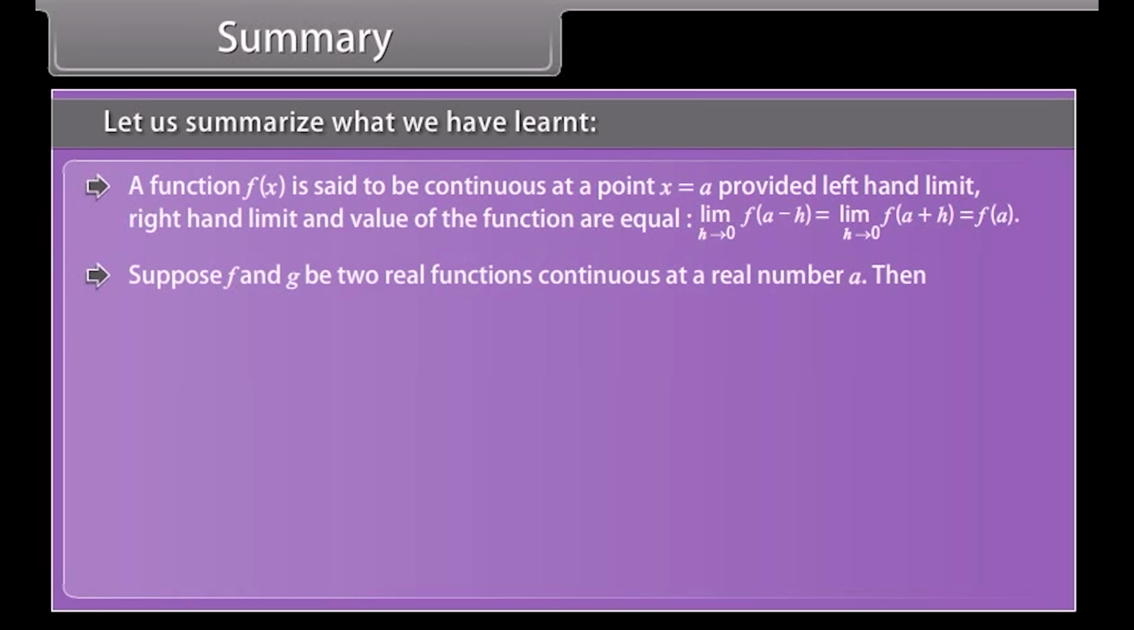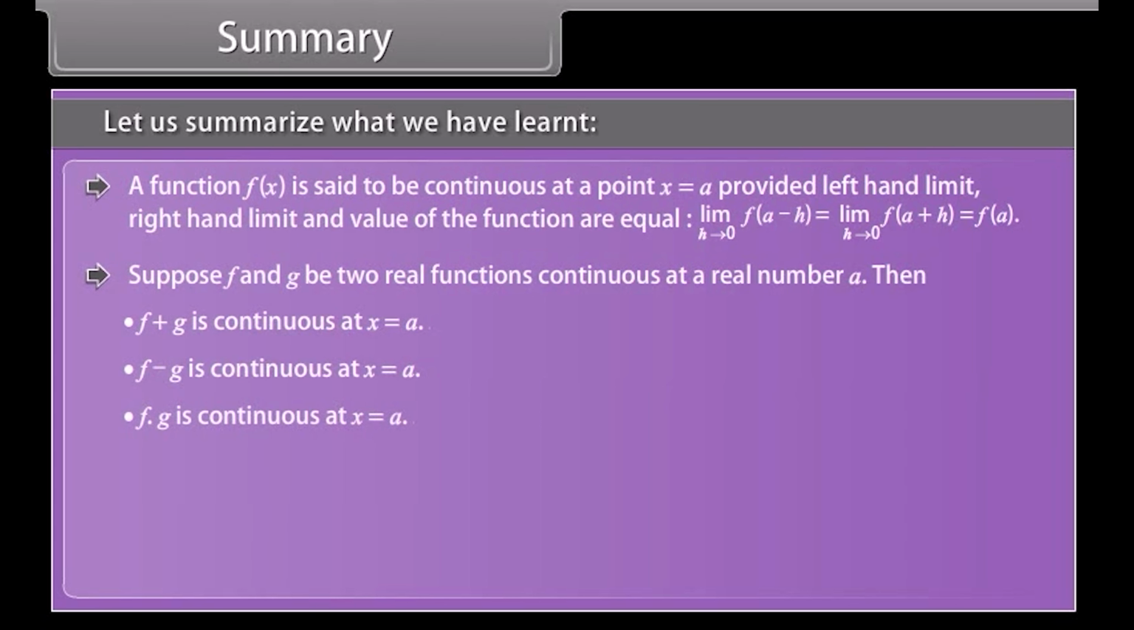Suppose f and g be two real functions continuous at a real number a, then f plus g is continuous at x is equal to a. f minus g is continuous at x is equal to a. f into g is continuous at x is equal to a. f by g is continuous at x is equal to a, g of a not equal to 0.